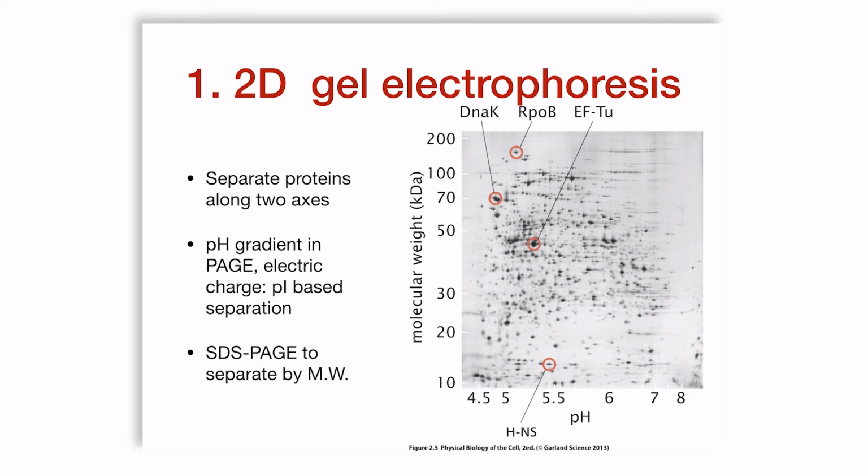This leads you to have this kind of a picture that looks complex at first sight. But either through mass spectrometry or through antibody staining or many other methods, you can identify the exact nature of these proteins. That is how these circles have been drawn, identifying DnaK, RpoB, EF2, and H-NS as examples of 4 proteins from E. coli.